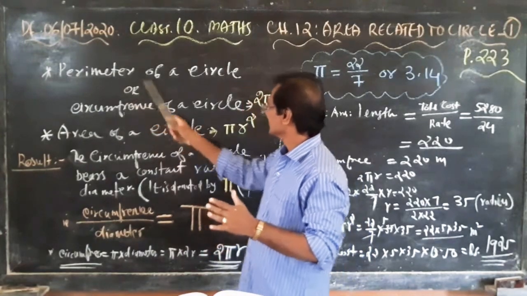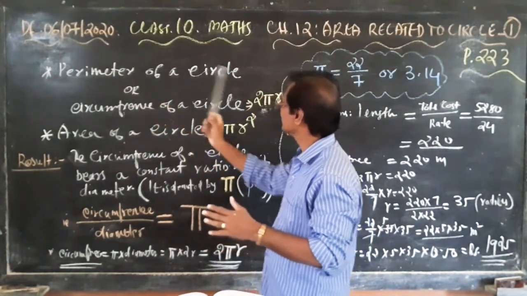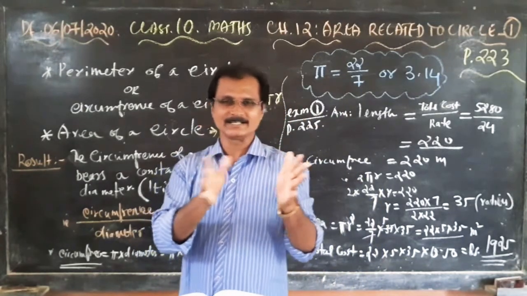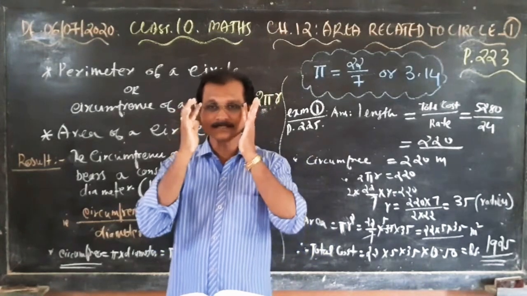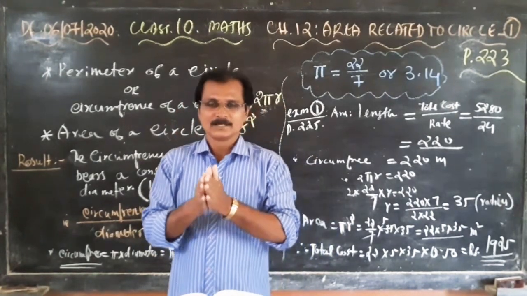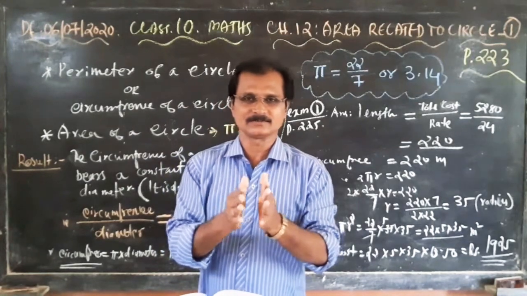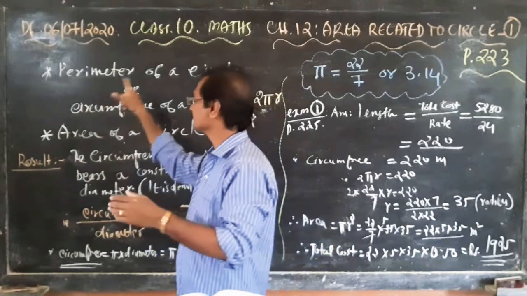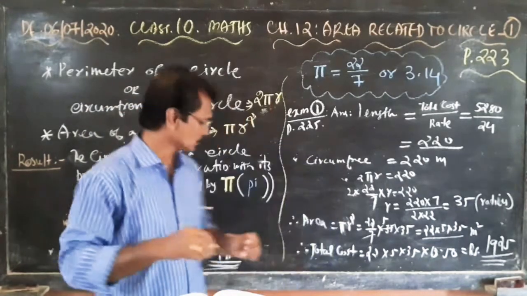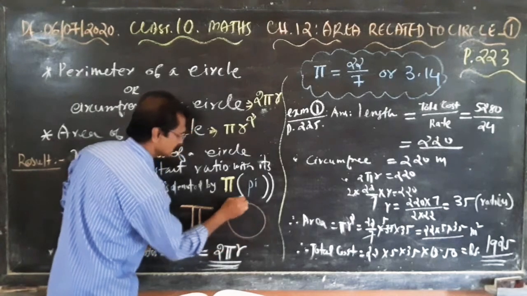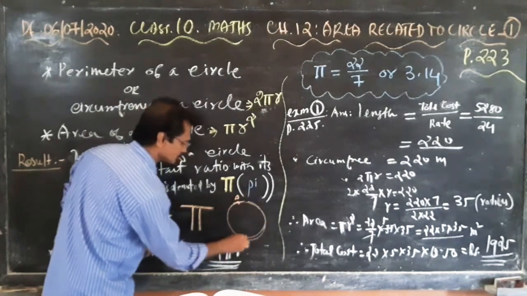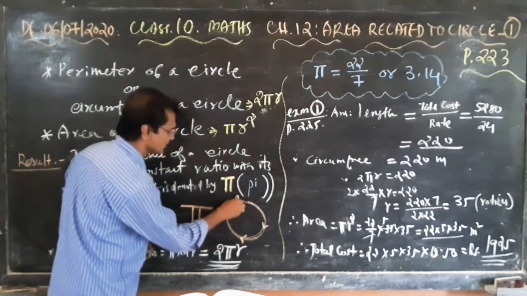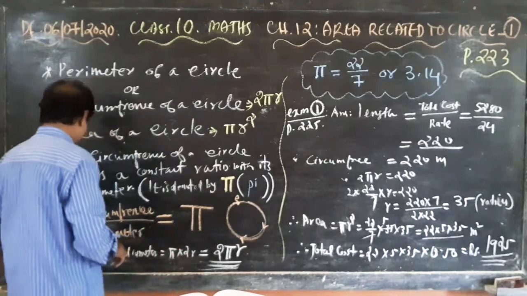The first one is the circumference of the circle or the perimeter of the circle. Both are the same. These are two technical words. One is the perimeter of the circle and the second is the circumference of the circle. Both words represent the same thing: the total length of the circle. Perimeter means the total length of the circle, starting from A and moving in this direction, again reaching this point. So that is the total length of the circle.